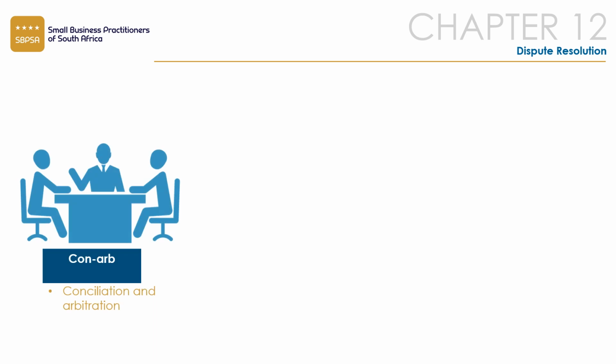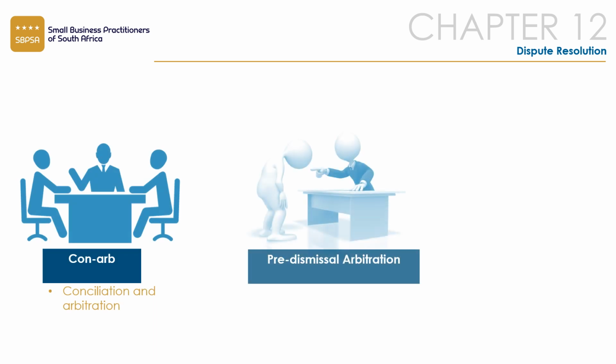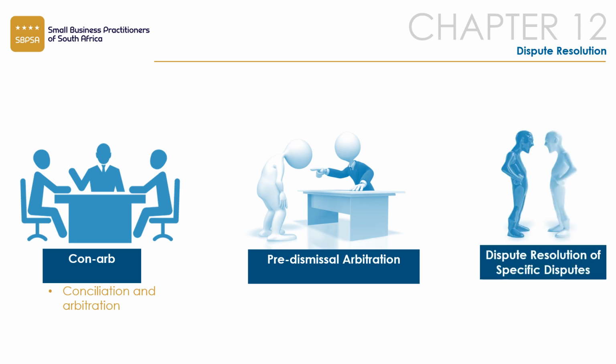Alright, before we formally conclude the chapter, we touch on 3 other aspects of dispute resolution. Those 3 aspects are 1. Con-arb, that is conciliation and arbitration. 2. Pre-dismissal arbitration. 3. Dispute resolution of specific disputes.